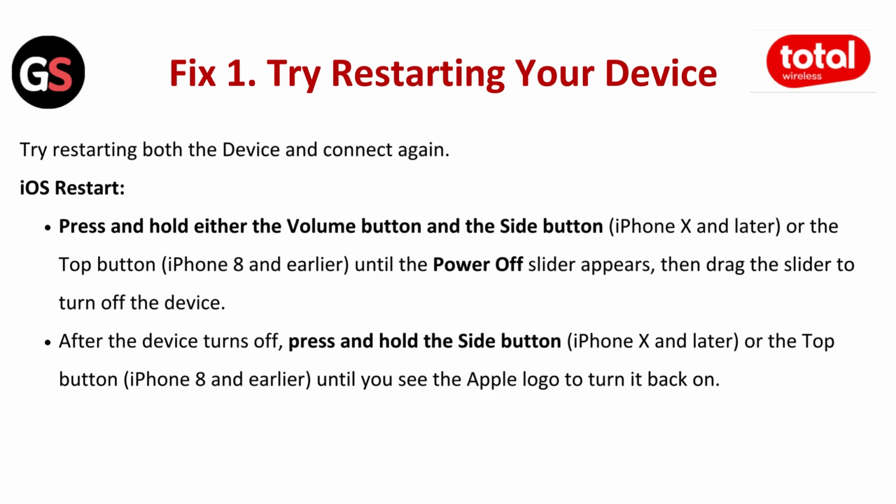Restarting can clear temporary glitches in the software that may affect connectivity. iOS restart: press and hold either the volume button and the side button (iPhone X and later), or the top button (iPhone 8 and earlier), until the power off slider appears, then drag the slider to turn off the device. After the device turns off, press and hold the side button (iPhone X and later) or the top button on iPhone 8 and earlier until you see the Apple logo to turn it back on.